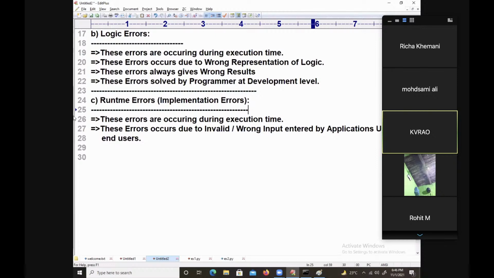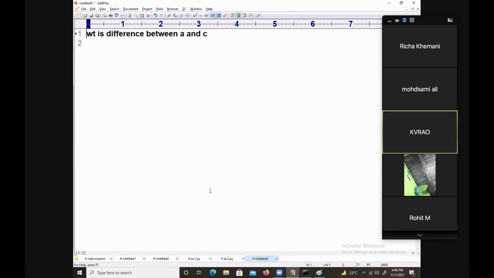Dear students, very big, very important mark. Please try to understand. Right? So coming to the point of it, my dear Piyush Kumar, what is the difference between A and C? A and C difference you are asking. I think this is a very dangerous doubt for me also.